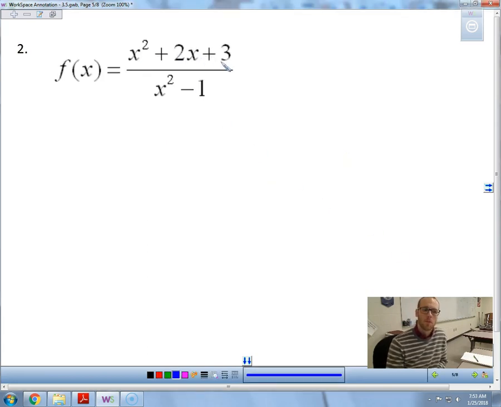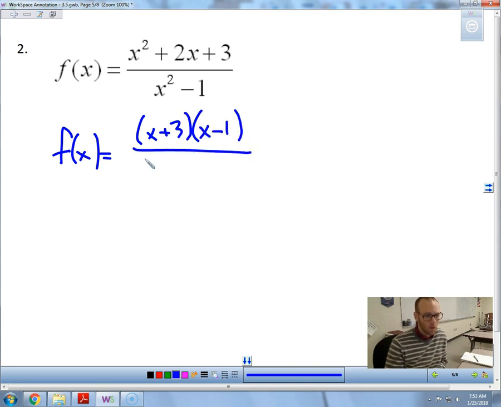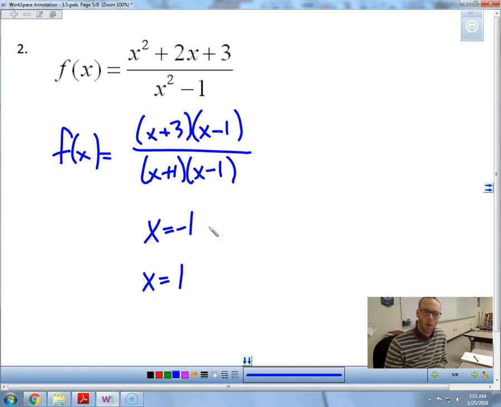x squared plus 2x plus 3 over x squared minus 1. Where does that denominator equal 0? Well, I'll factor the top and the bottom here. That's (x plus 3)(x minus 1) over (x plus 1)(x minus 1). Where is the denominator equal to 0? At negative 1 and at 1. But we have to double check.